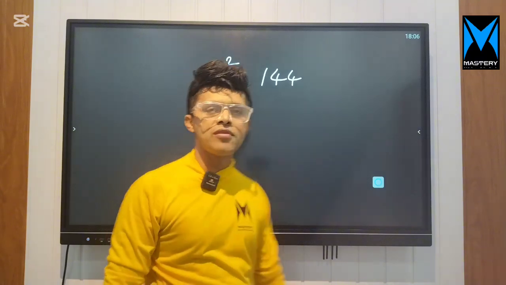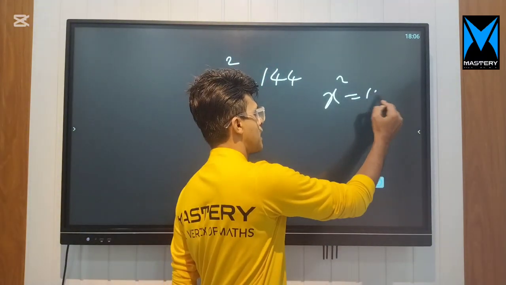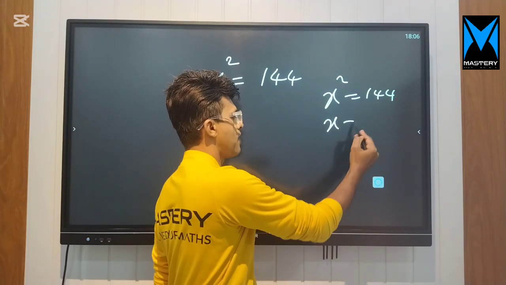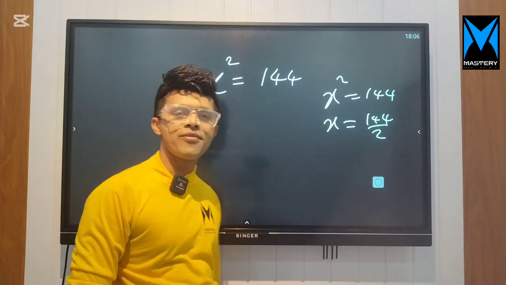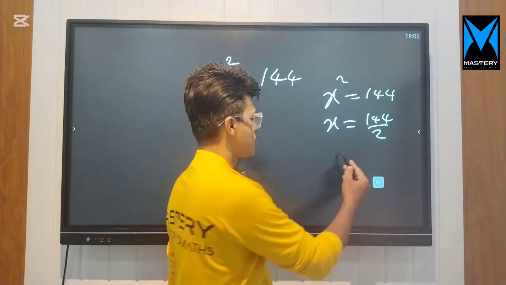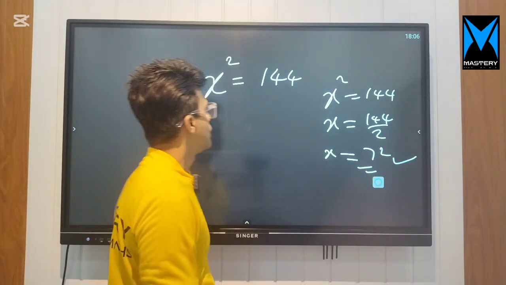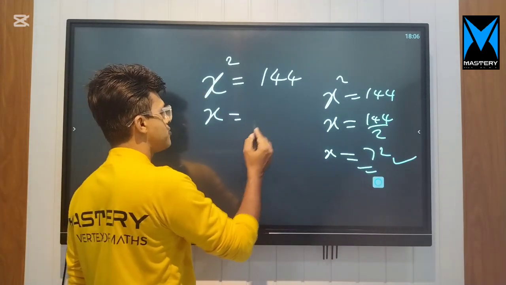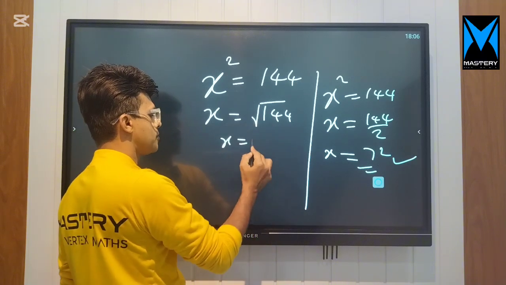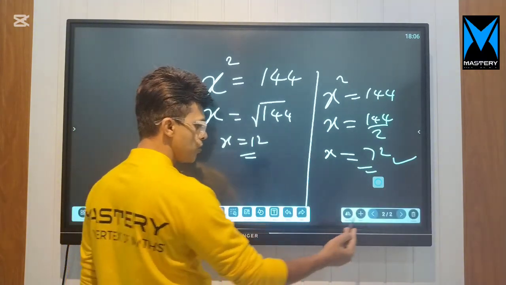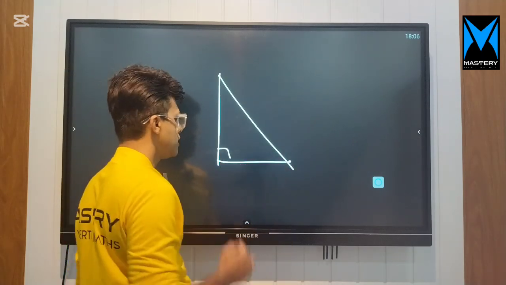144, what should be the value of x here? You cannot divide it. If x square equals 144, you can't take the value by dividing 144 by 2. This cannot be done. So you cannot take the answer as 72. This is wrong. Here you need to get the value of x by obtaining the square root of 144, which is 12.